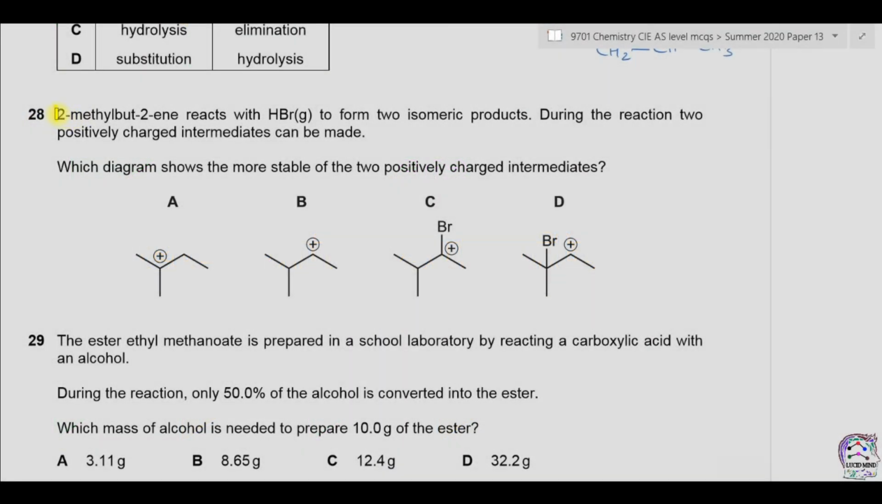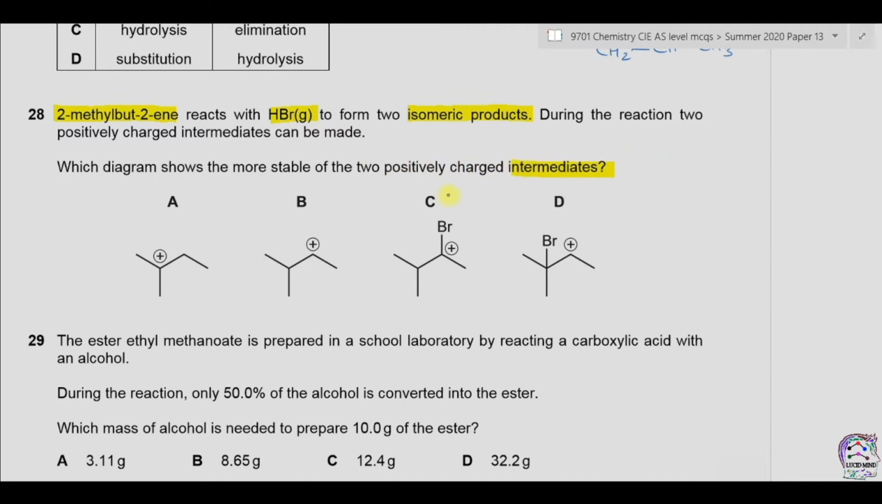Question 28. 2-methyl-butene reacts with HBr gas to form 2 isomeric products. During the reaction, 2 positively charged intermediates can be made. Which diagram shows the more stable of the 2 positively charged intermediates?